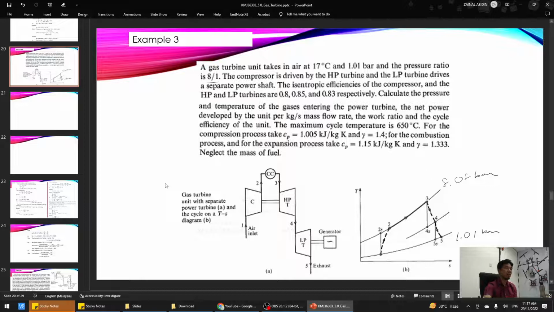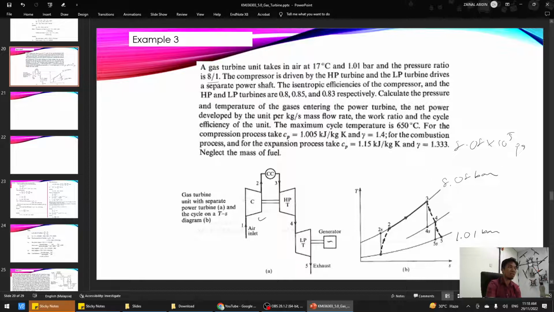Okay, bar is actually 8.08 darab 10 kuasa 5 Pascal. Bar tu represent 10 kuasa 5 Pascal. And the compressor is driven by the high pressure turbine, while the low pressure turbine drives a separate power shaft. Beritahu ada dua stage of turbine. Tadi kita lihat soalan ada satu stage je turbine. Di sini kita ada dua stage of turbine, satu compressor, kemudian dua stage of turbine. First stage is high pressure turbine, and the other stage is low pressure turbine.